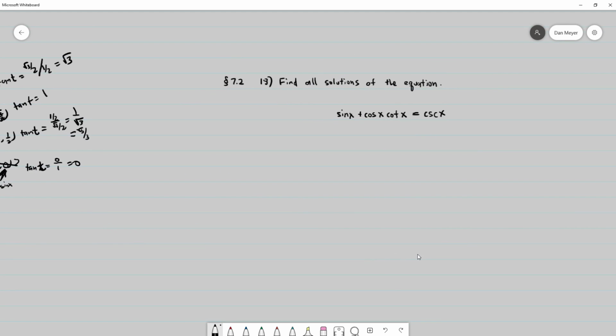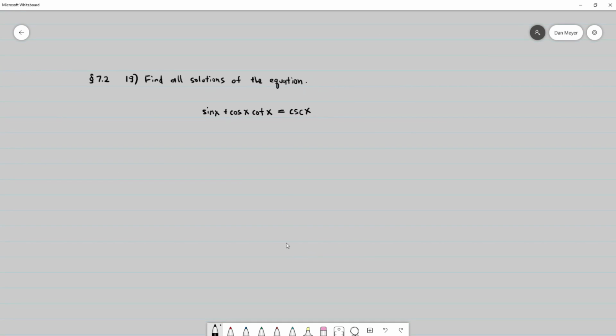Moving along, this is the last one, I think. Find all solutions to this equation. Sine of x plus cosine of x times cotangent of x is equal to cosecant of x. I think we should just write everything in terms of sines and cosines right off the bat. Cosine of x times cosine x over sine x is equal to 1 over sine x.